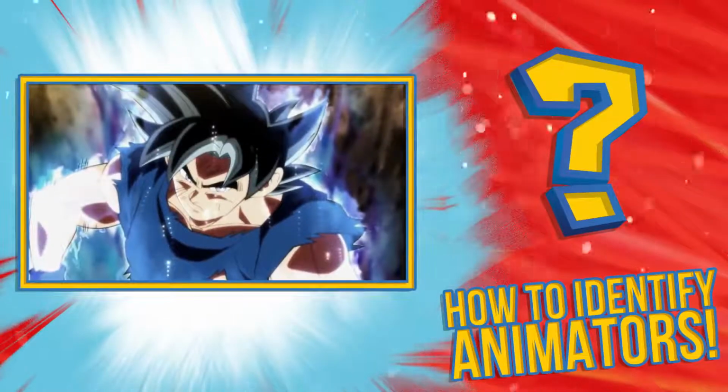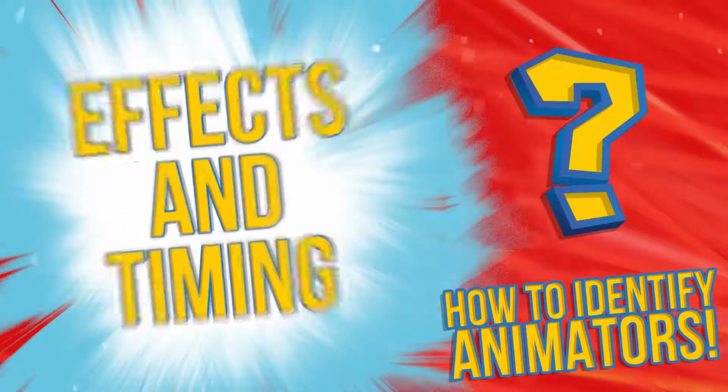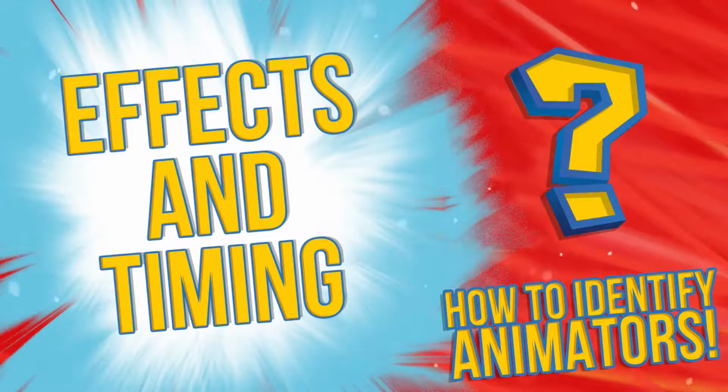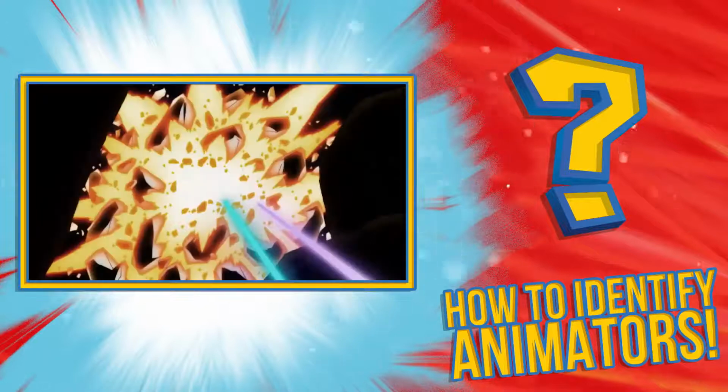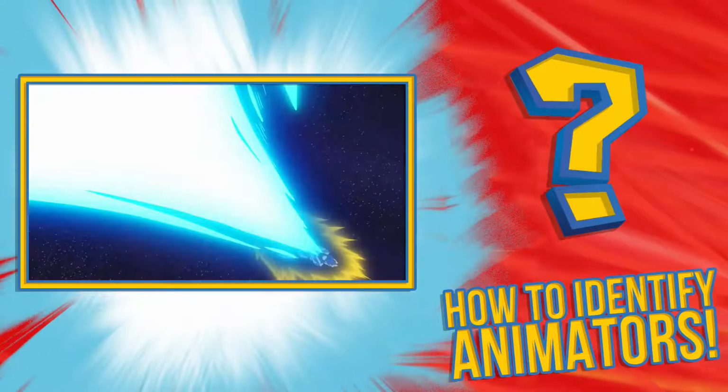If character art is primarily a tell for supervisors, then there needs to be a way to get to the animators underneath, and that's where effects and timing come into play. Effects refers to things like smoke, debris, beams, and explosions. The shapes of these things are some of the best ways to identify an animator.